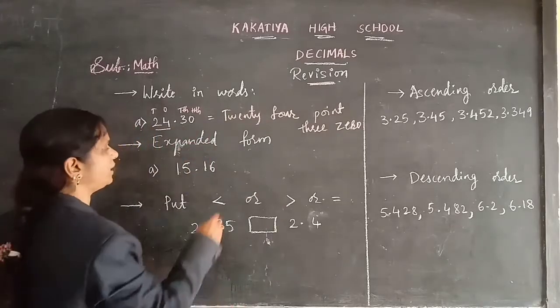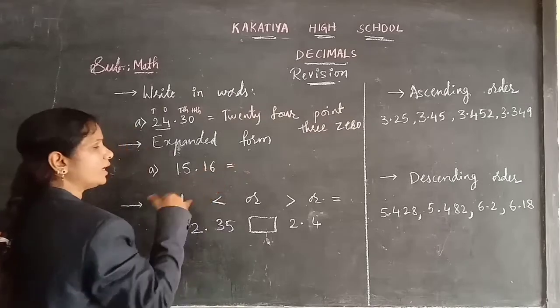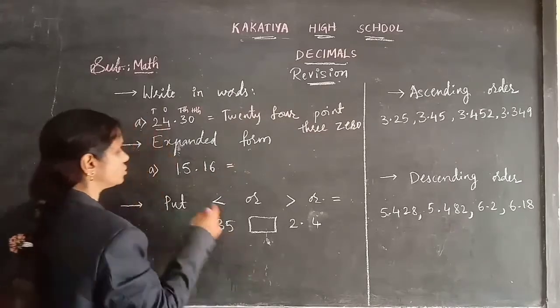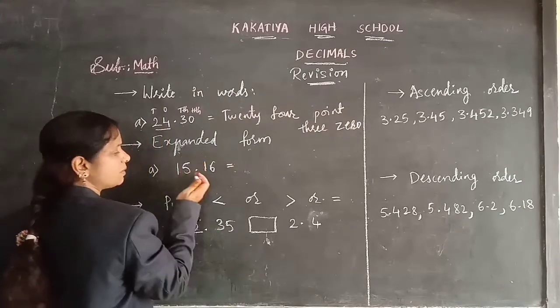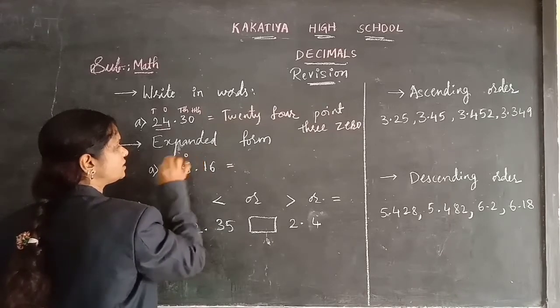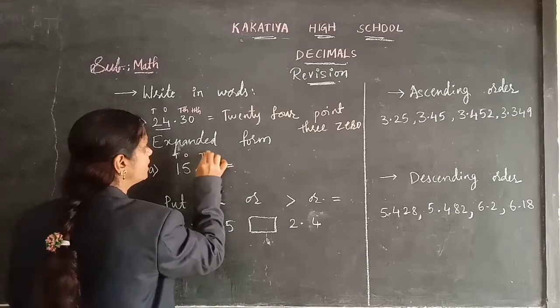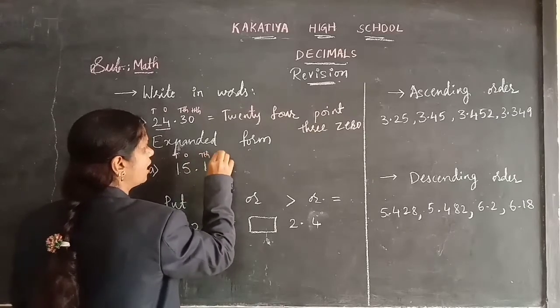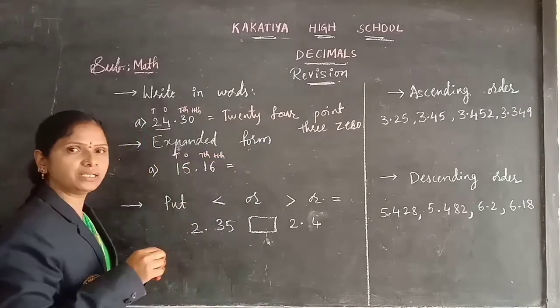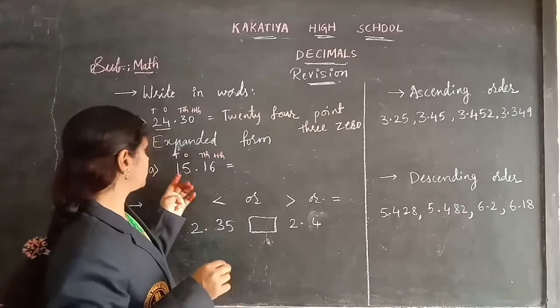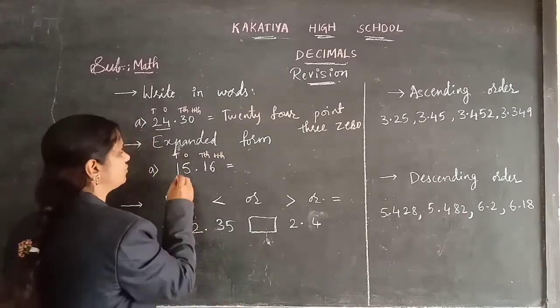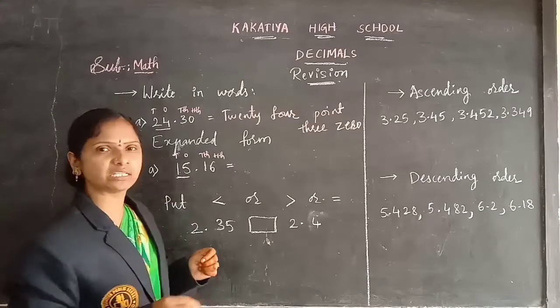Coming to the expanded form. Next one is expanded form. We need to expand the one number into many numbers. So first we write the places. On the left side of the decimal point, the integral part is ones and tens, and the decimal part is here the 10th place, and next the 100th place. Come on, here, the 10th place.